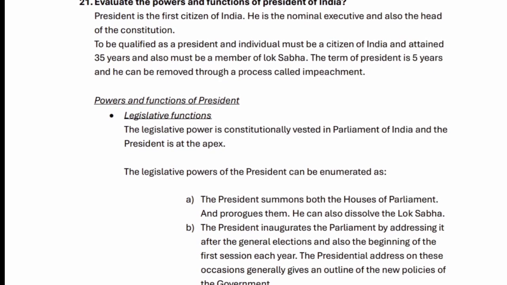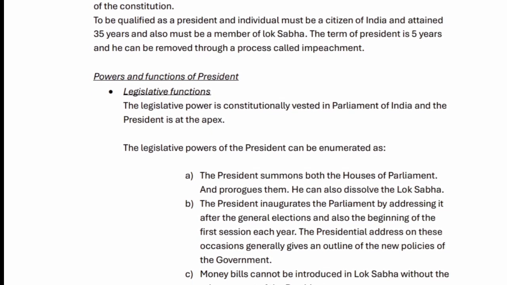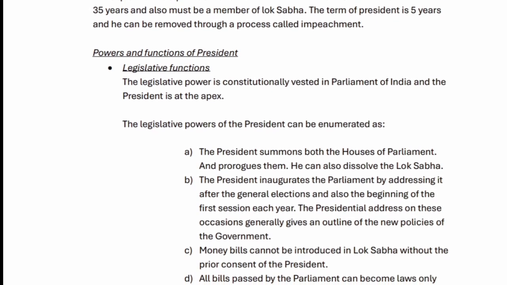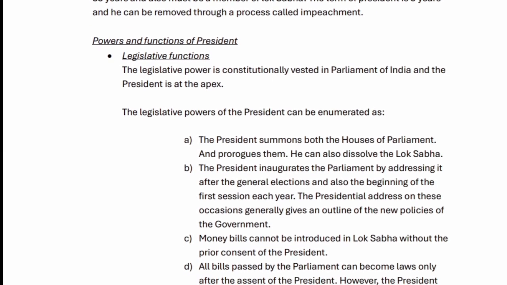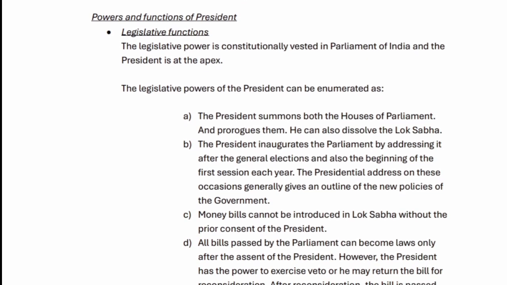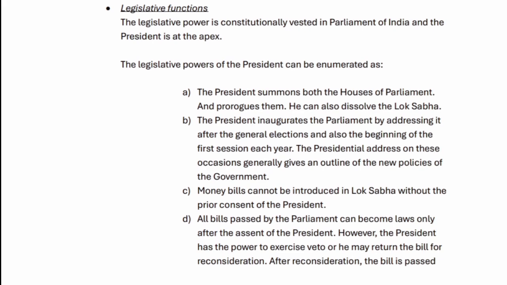Powers and functions of president. Legislative functions. The legislative power is constitutionally vested in Parliament of India and the president is at the apex. The legislative powers of the president can be enumerated as: A. The president summons both the houses of parliament and prorogues them. He can also dissolve the Lok Sabha. B. The president inaugurates the parliament by addressing it after the general elections and also the beginning of the first session each year. The presidential address on these occasions generally gives an outline of the new policies of the government.